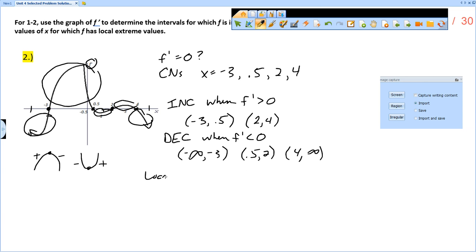Now, where is a local maximum? All right, a local max, remember, occurs when the derivative changes from positive to negative. So it changes from positive to negative right here at 0.5. Sorry, local max at x equals 0.5. Does it change from positive to negative anywhere else? Yes, right there at 4.